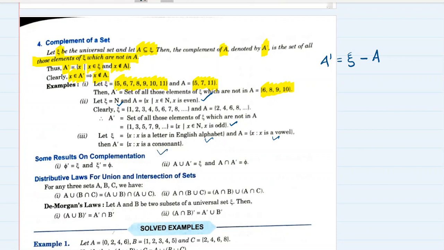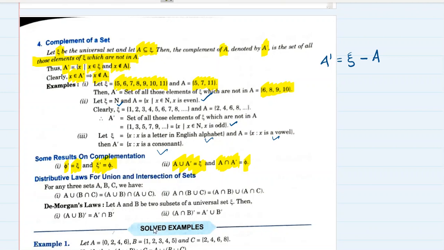Some results on complementation. Phi dash is the universal set, and the universal set dash, that is, the complement of the universal set, is the null set. The complement of the null set is the universal set, and the complement of the universal set is the null set. A union A dash: if you union a set with its complement, then you get the universal set. If you intersect a set with its complement, you get the null set.